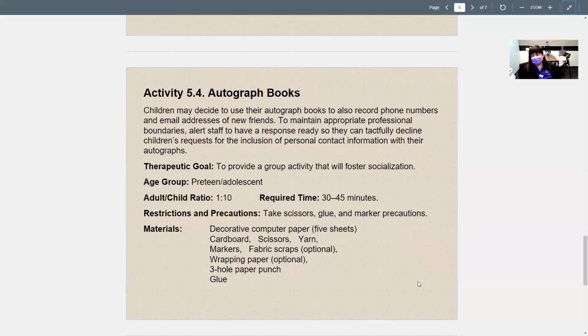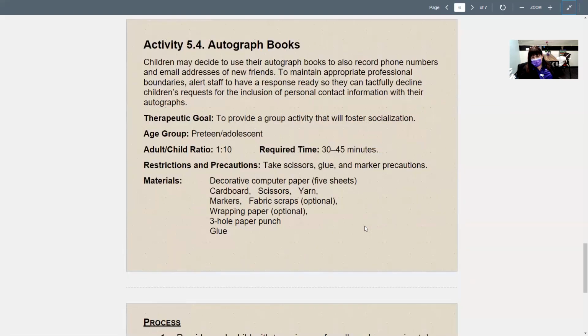And they can be made very easily by folding a couple of pieces of paper in half, stapling the top, or putting some yarn through the top and putting a few stickers on. And then you can have a few people sign their name inside the autograph book. So that is the activity for this week.